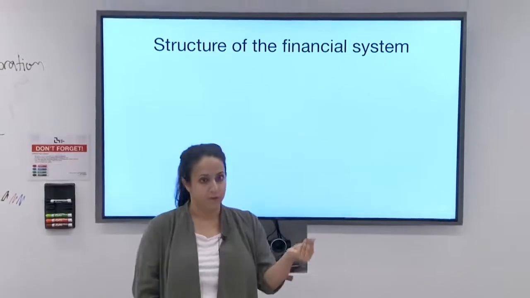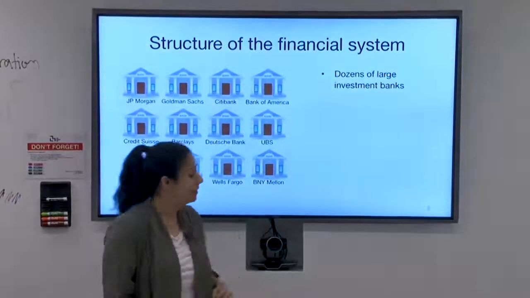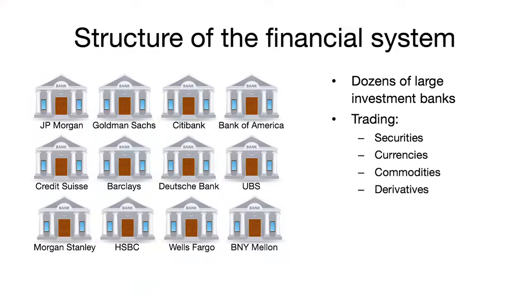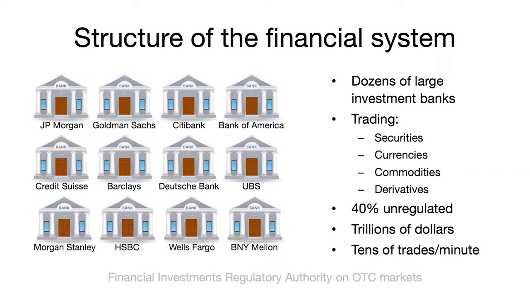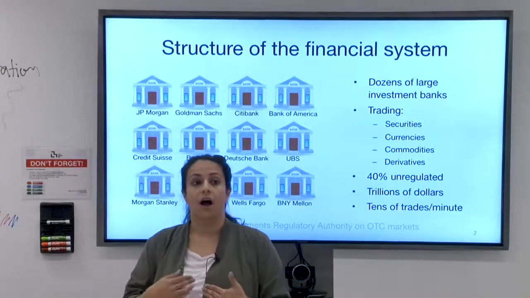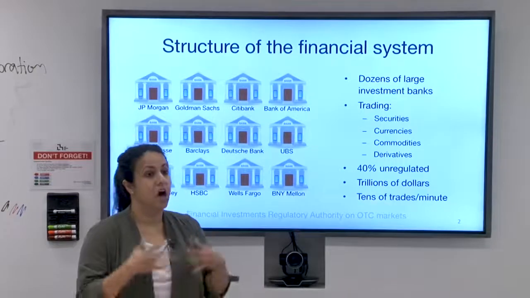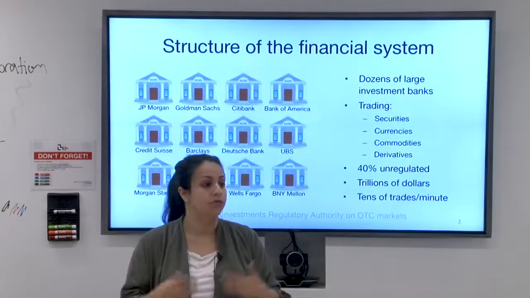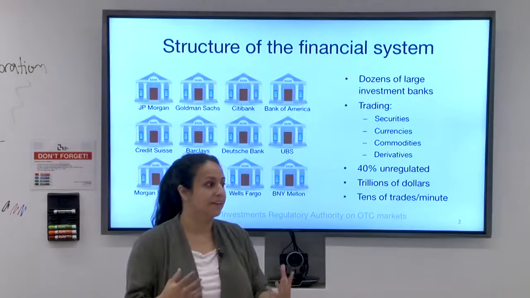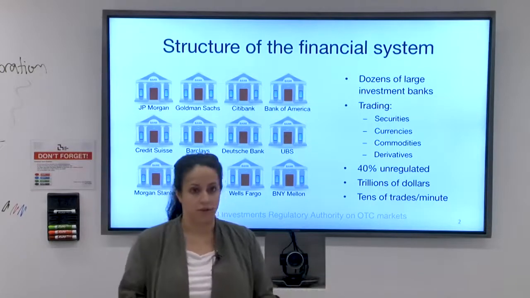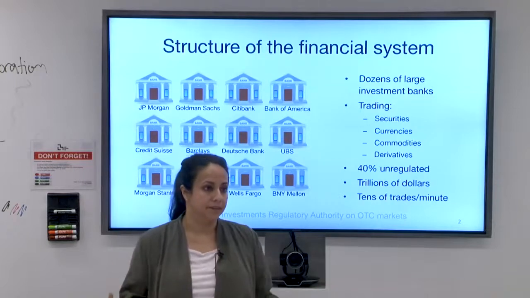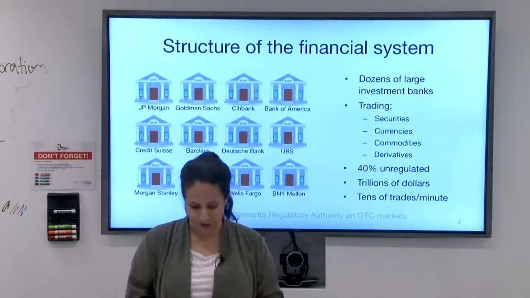So let's start with the structure of the financial system. This is setting the use case for zkLedger and what we were trying to address. To start with, there are dozens of very large investment banks that are trading securities, currencies, commodities, derivatives. Many of these things are traded on regulated exchanges, like NASDAQ or the New York Stock Exchange. But up to 40% are actually traded in an unregulated fashion. They're done over-the-counter, meaning that there is no regulated exchange sitting in the middle facilitating these trades. Instead, the banks, the entities, trade amongst themselves in a slightly more ad hoc fashion.